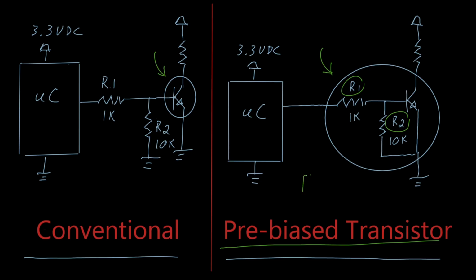This could be an advantage for your circuit, such as when a small SOT23 pre-biased transistor is selected. You do not need to install this R1 or this R2. So your parts count goes down and you have the potential to make your board smaller.